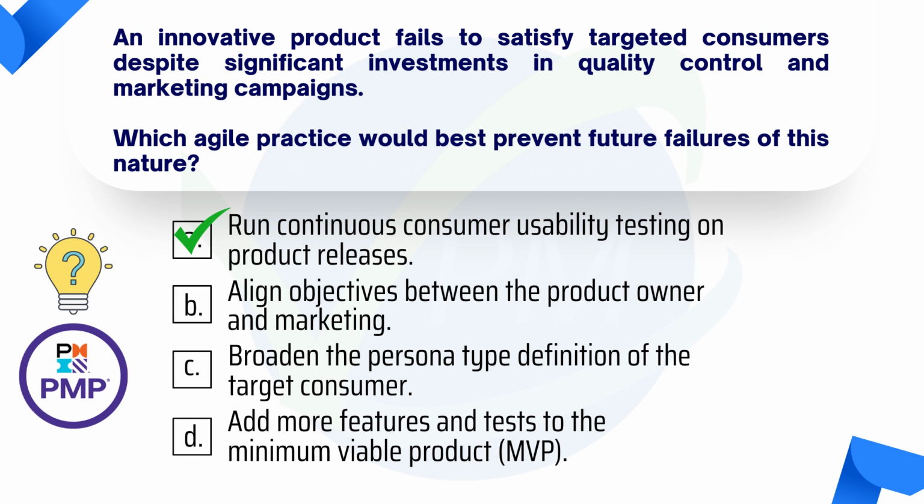Okay, if you're going to align objectives between the product owner and the marketing team, that's not really going to help because it's not really getting feedback from the consumer. Broaden the persona type is not really going to help either. Okay, and then adding more features is definitely not going to help because that's not really the issue there.